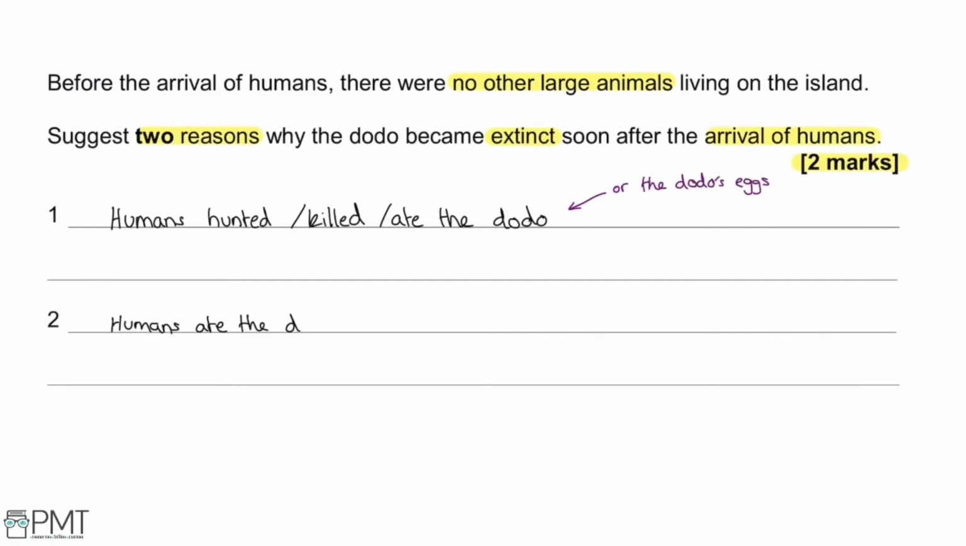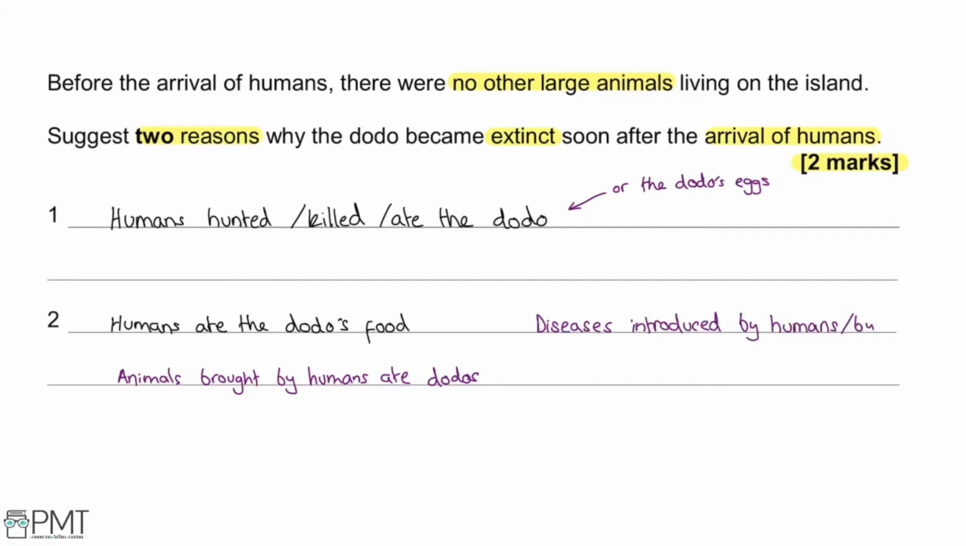You could also say that the humans ate the dodo's food, so this is an example of competition. You could say that the animals brought by the humans ate the dodos, so these would be creatures like dogs that were brought over on human ships. You could say that diseases are introduced by humans or by the animals that the humans have brought, and the dodos would not necessarily be adapted to survive this. And lastly, you could say that the humans destroyed the habitats that the dodos were living in.